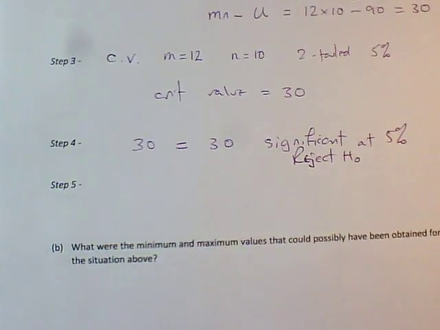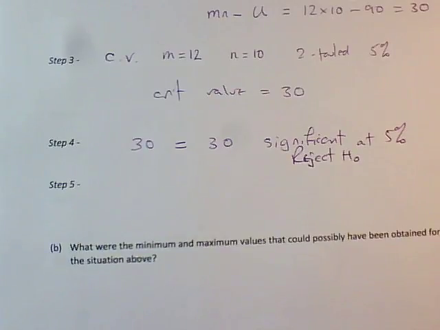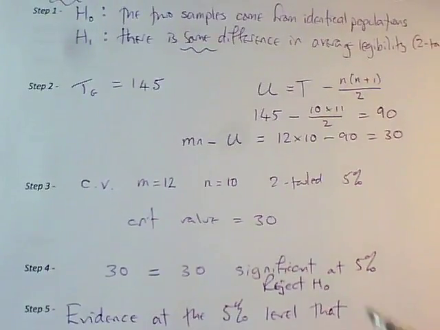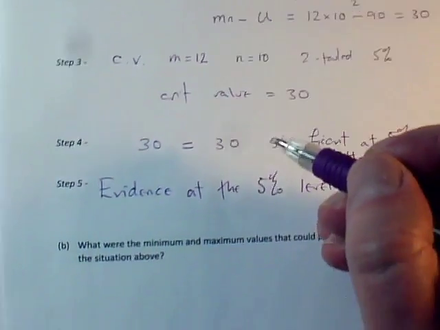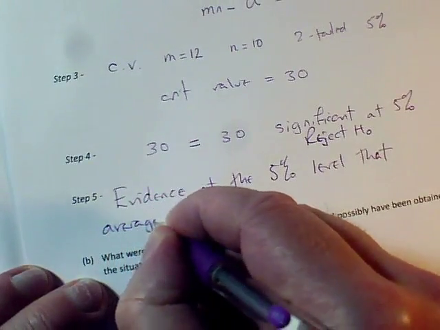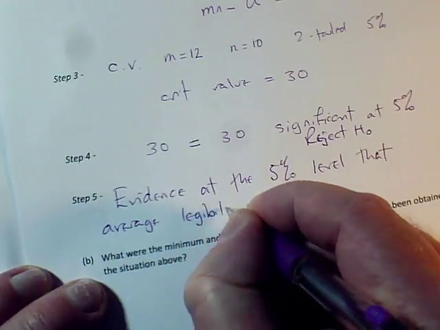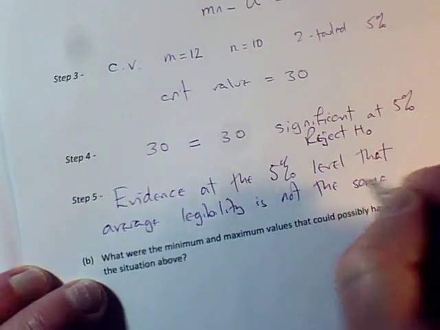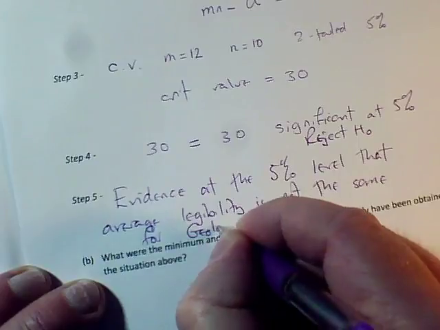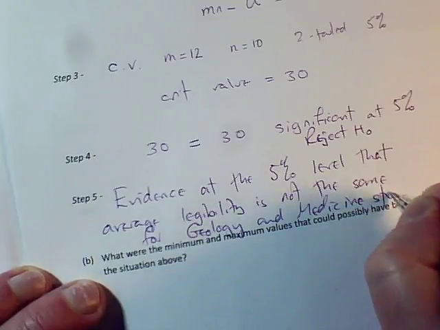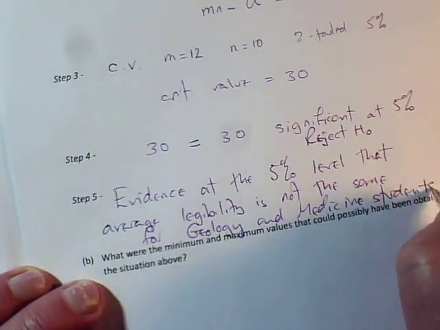Okay, so I've done my comparison, but I now need to express my conclusion in context. Because I'm rejecting H0, we have evidence of something. My alternative hypothesis was just that there were some differences in the legibility. So I have evidence at the 5% level that average legibility is not the same, but I have to give the context for geology and medicine students. You always have to say this in full, in context.